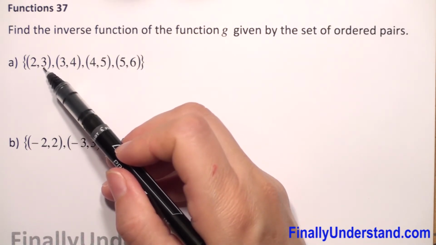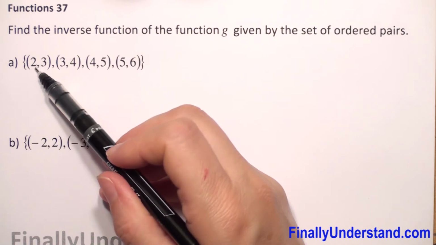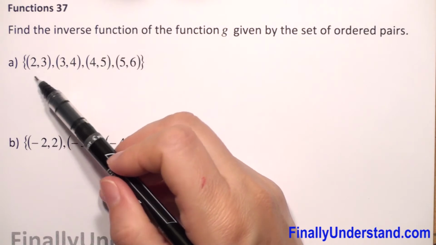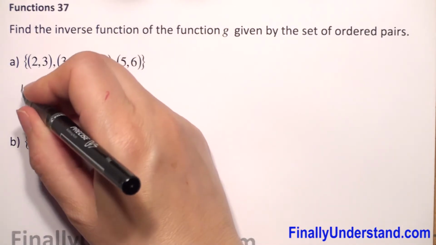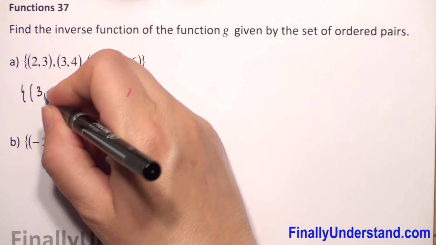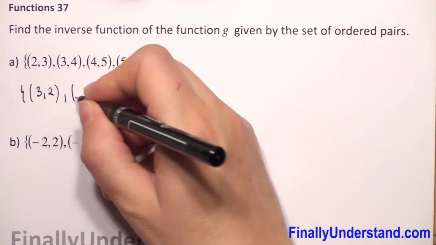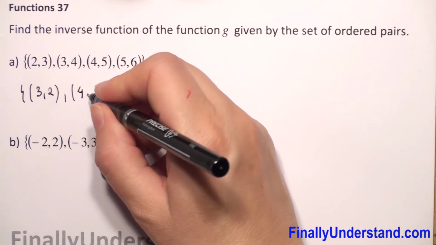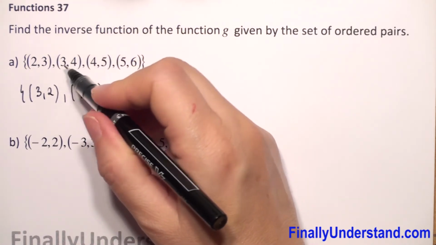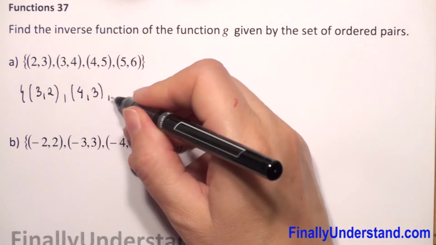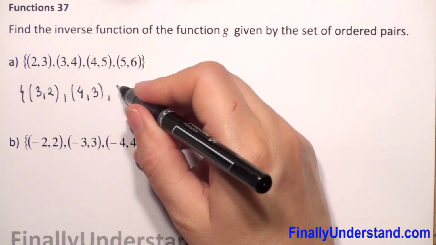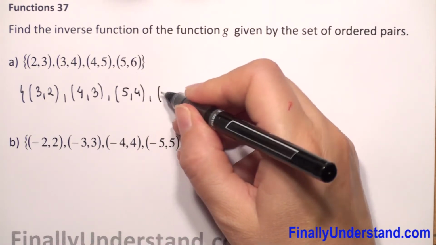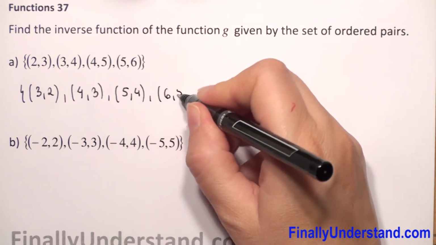When we interchange 3 with 2, we will have the inverse of the first pair. So let me write this. It will be 3, 2. The second pair is 3, 4. So now the inverse will be 4 and 3. We have to change the coordinates. The inverse of the third pair will be 5, 4, and the last pair will be 6, 5.